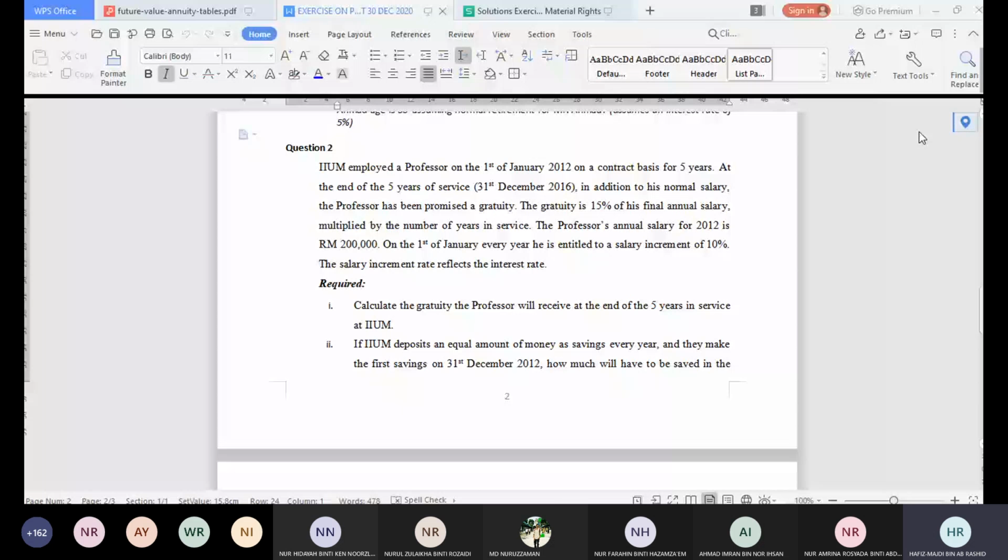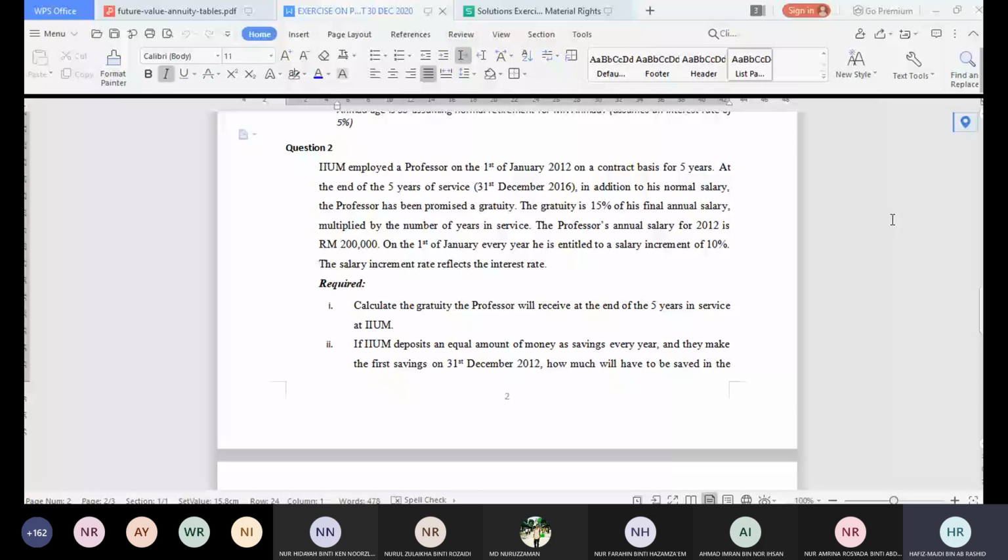If the professor starts his salary at 200,000, you need to calculate what his salary would be upon retirement. The assumption here is that the salary will increase 10% every year, and 10% is also the interest rate. So first, calculate the amount of gratuity the professor will receive at the end of the 5 years in service. The calculation is the same as the previous question.